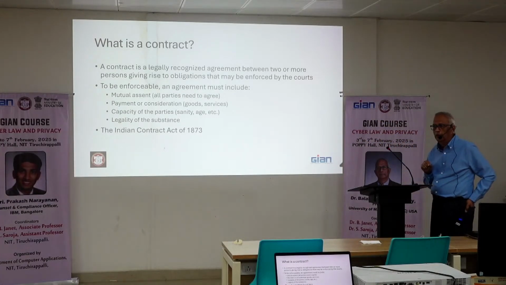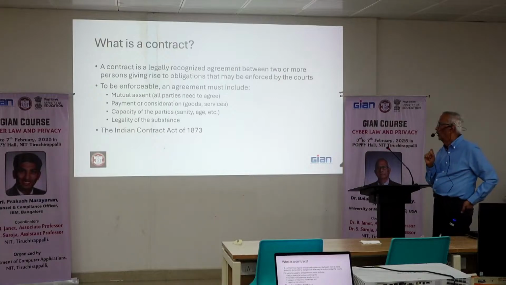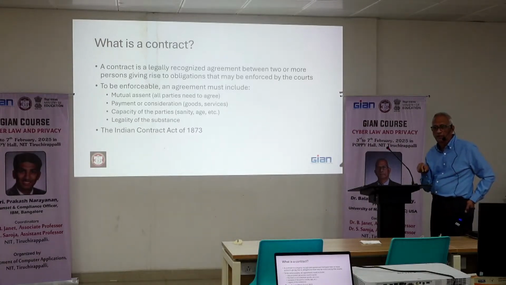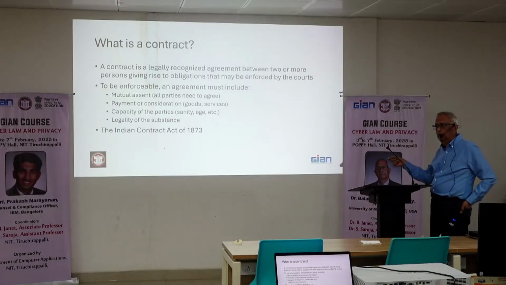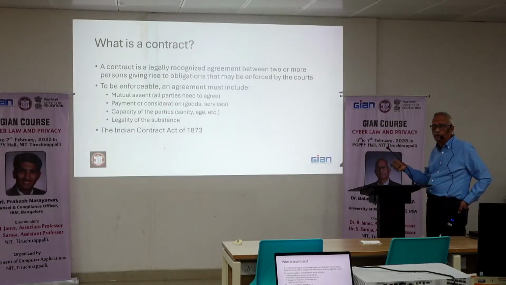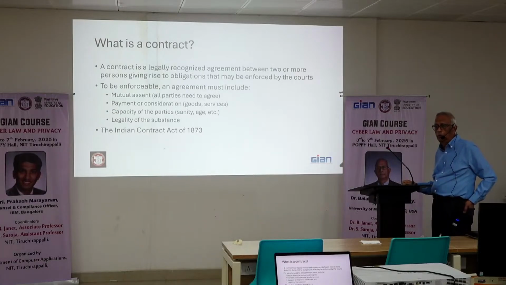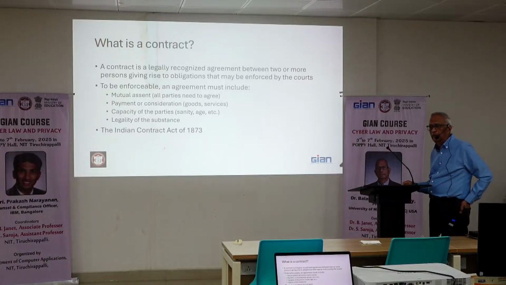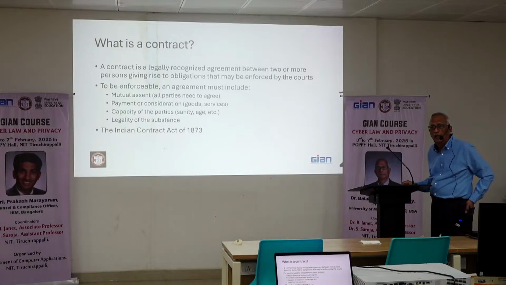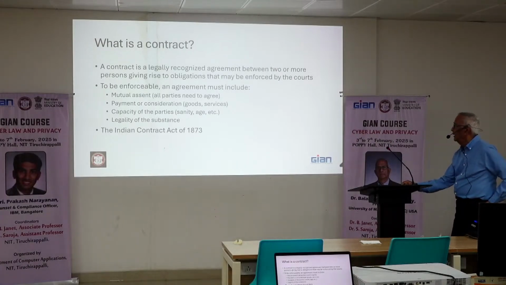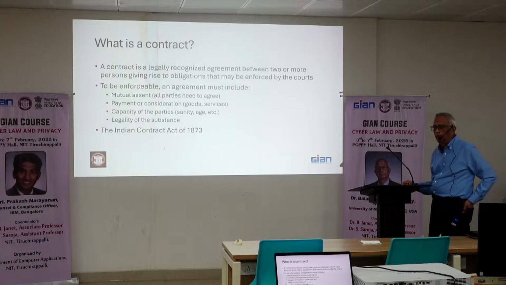And then the capacity of the parties. A contract is valid only if the person who is signing it is sane, and not under duress. You're not forcing a person on their deathbed to sign something that you want. So the capacity of the parties is important, and the court will look into it in order to uphold the contract. And the age. I think in India it is either 18 or 21, I'm not sure, but 18, okay. So you have to be that age.